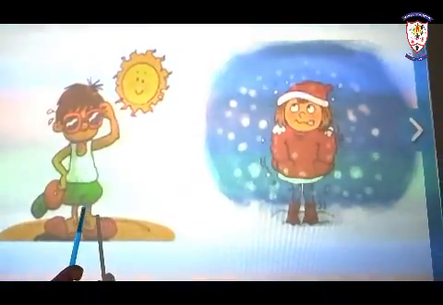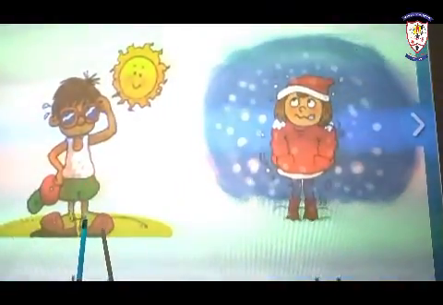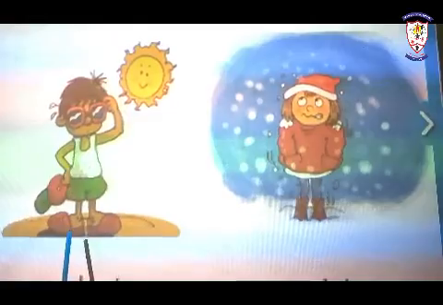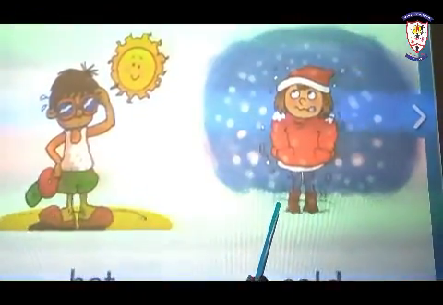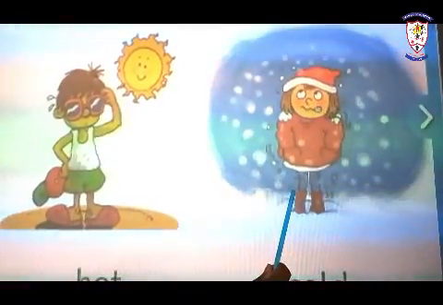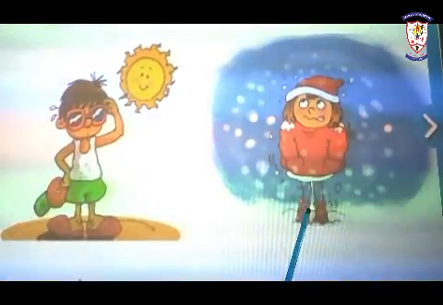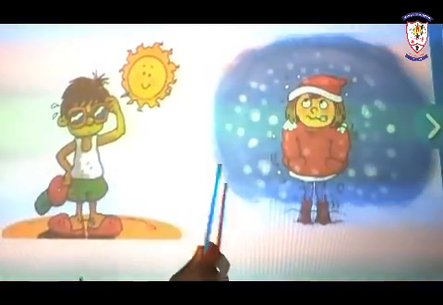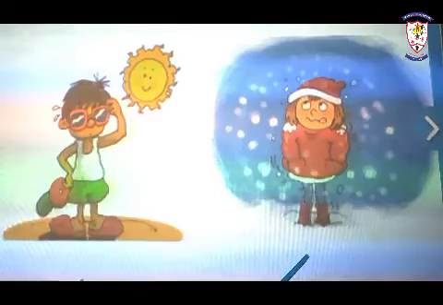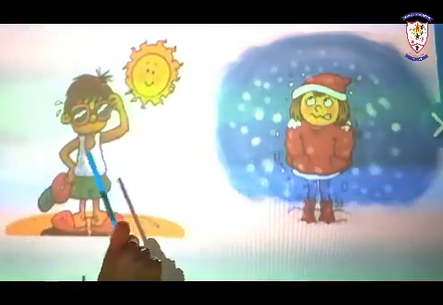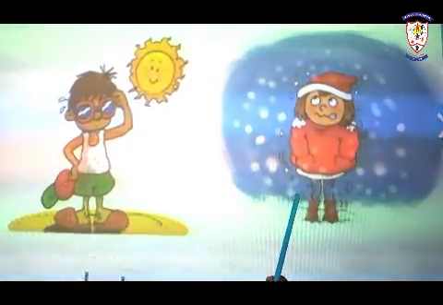Now, look at this picture. In this picture, the boy is feeling hot. The sun shines brightly and the boy is feeling hot. And look here. In this picture, the snow is falling. So, the girl feels very cold. Yes? So, it is hot and it is cold. What is the opposite of hot? Cold. Hot, cold. Hot and cold.